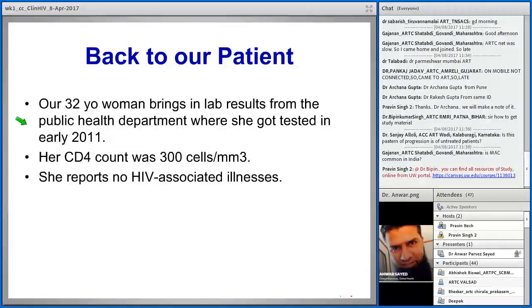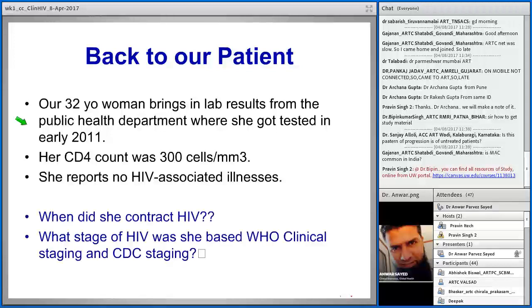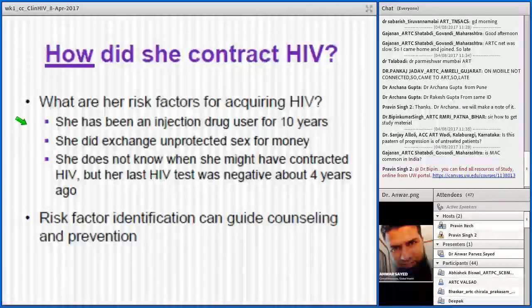So we were talking about a patient which Dr. Kim mentioned, this woman who brings in a lab result from the ICTC, where she got tested in early 2011. Her CD4 count was 300. She reports no HIV associated illnesses. When did she contract HIV? What stage of HIV is she in? Now, why is this information important, that is, when did she contract HIV, and why is this clinical staging important? We will try to answer how first.